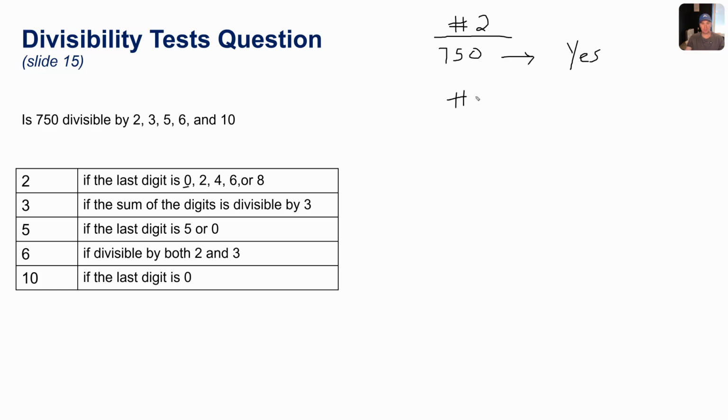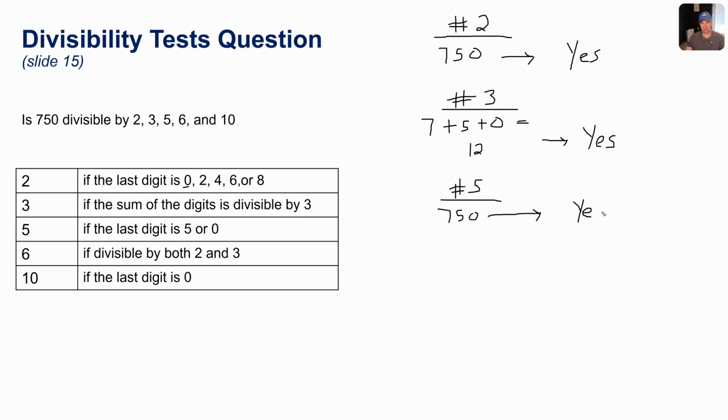What about the number 3? If I take 750 and sum all the digits, we get 7 plus 5 plus 0, which equals 12. Does 3 go into 12? It does: 3, 6, 9, 12. Because of that, it's also divisible by 3. That's kind of cool. What about the number 5? Well, 750 ends in 0, and if the last digit is 5 or 0, it's divisible by 5. So we would also say yes, divisible by 5.